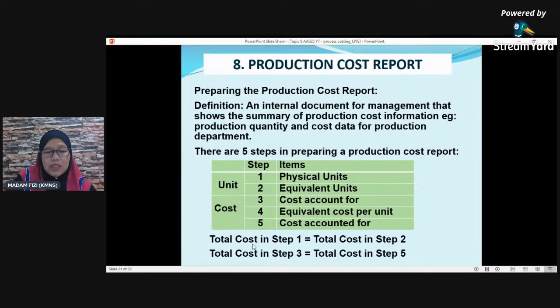Now, total cost in step 1 akan sama dengan total cost in step 2. And then total cost in step 3 is equal to total cost in step 5. Later on we will see what is the meaning by equal ni. So there are 5 steps in preparing a production cost report. So I will continue.